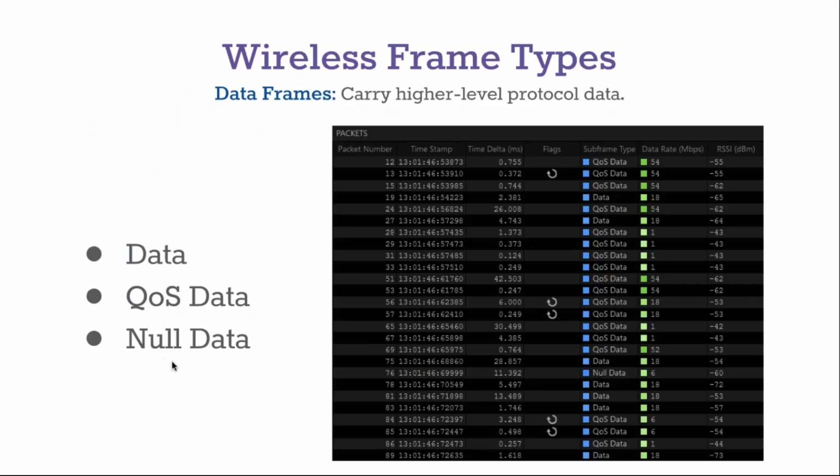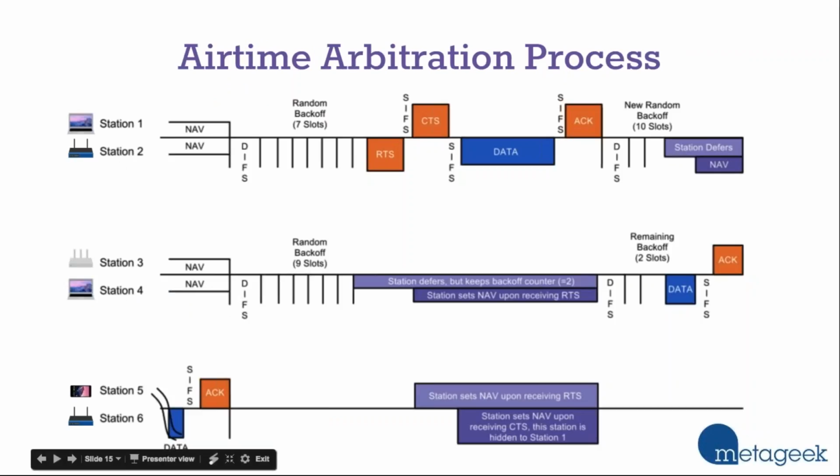And then the last type of data frame isn't really a data frame at all. It's a null data frame. These are used for things like power save polls and things like that. They don't actually carry data, so they're not really a data frame, but there just wasn't anywhere else to put them, and so they ended up being classified as a data frame. So watch out for that. You will see those.